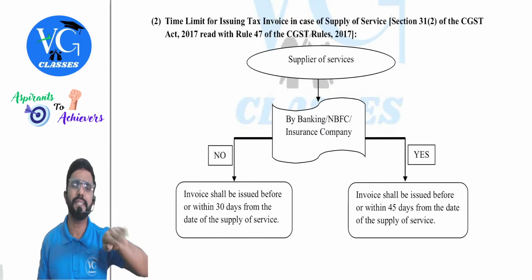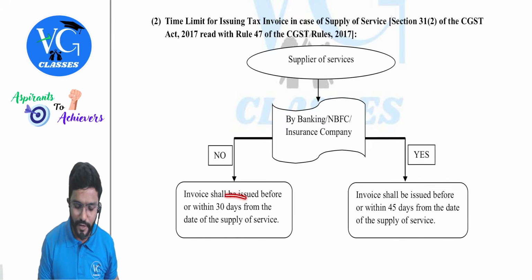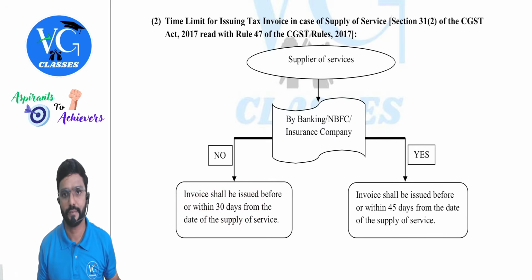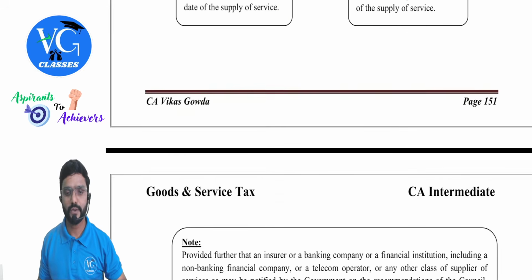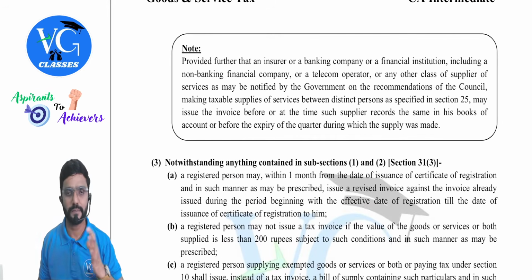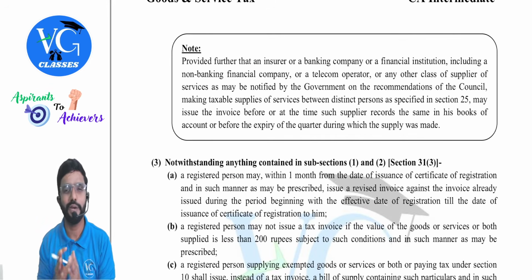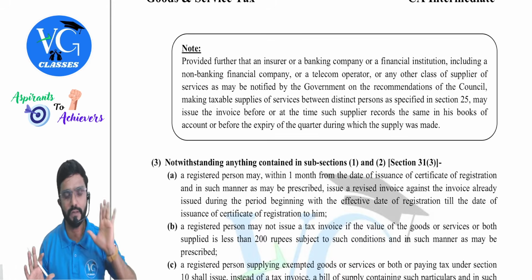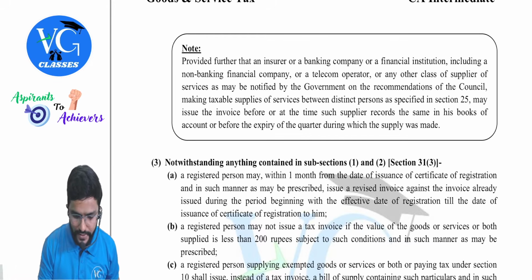Sir, what if supplier is anyone else? Then instead of 45 days, it is 30 days. Whenever question is silent about supplier, please always consider 30 days. Got it? Yes. There is also a proviso under section 31 subsection 2, but we are not going through it because the clarification is not with respect to this, guys. Okay, so fine.